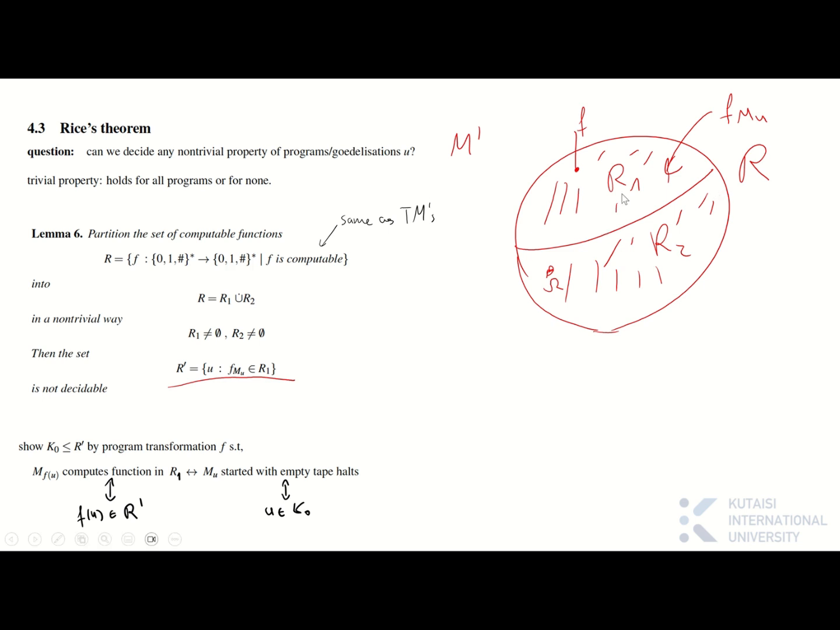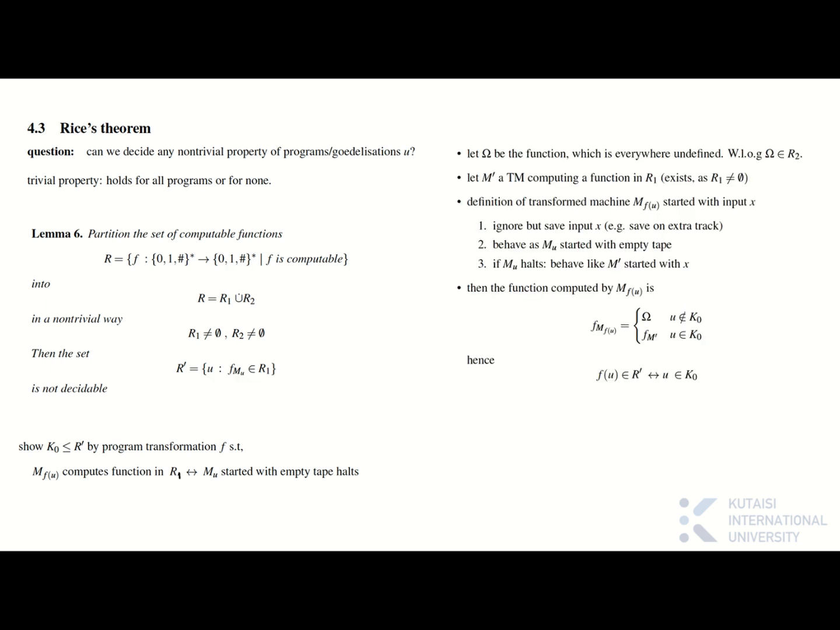So since R1 is not empty, there exists a function in there, and that function is computed by some Turing machine, and just call it M prime. Because every computable function, by computable we will mean computed by a Turing machine. So M prime is a Turing machine computing a function in R1 because R1 is not empty. That's what it says here.